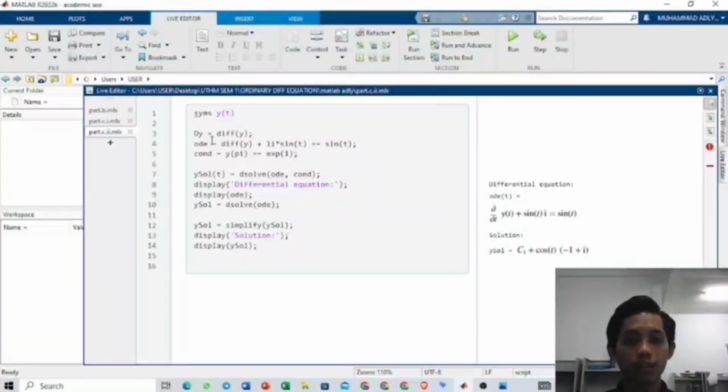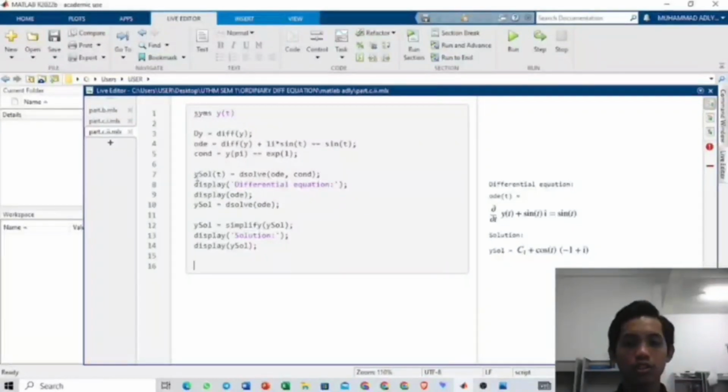symbolic variable. The second line takes the derivative of y(t) and stores it in the variable dy. Okay, the third line defines the differential equation as diff y plus 1 i star sin t equal to sin t. The initial condition is y(pi) equal to exponent 1.